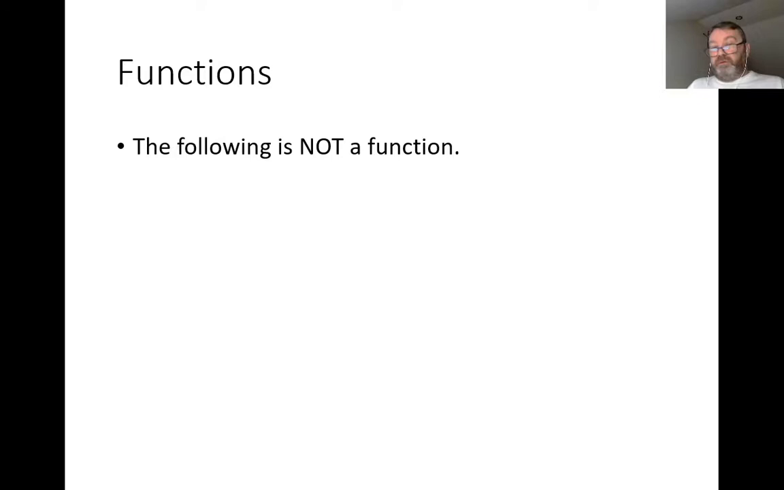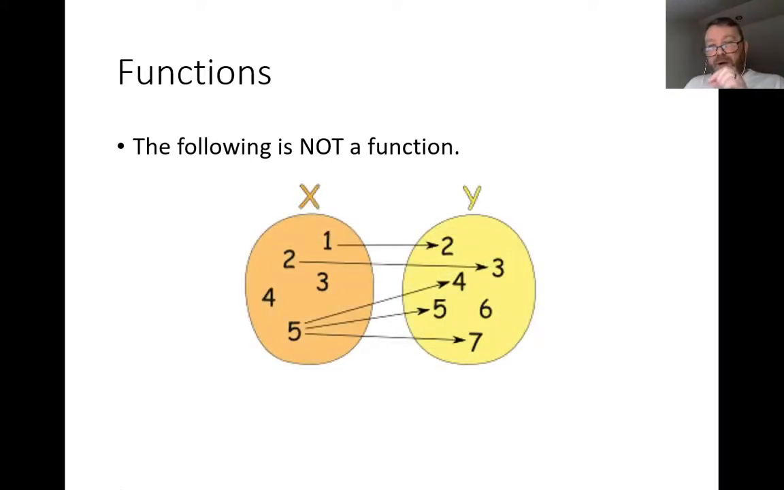The following is not a function. I want you to look at this carefully and see what's wrong here that wasn't present in the other two sets. 1 goes to 2. 2 goes to 3. That's fine. And then look at 5. 5 is linked to 4, 5 is linked to 5, and 5 is linked to 7. Can you think of any function that allows one input to be spat out as 3 different values? If a function takes an input, does an operation on it, and then throws it out as a specific output, then there is never going to be a case where one input can give more than one answer.